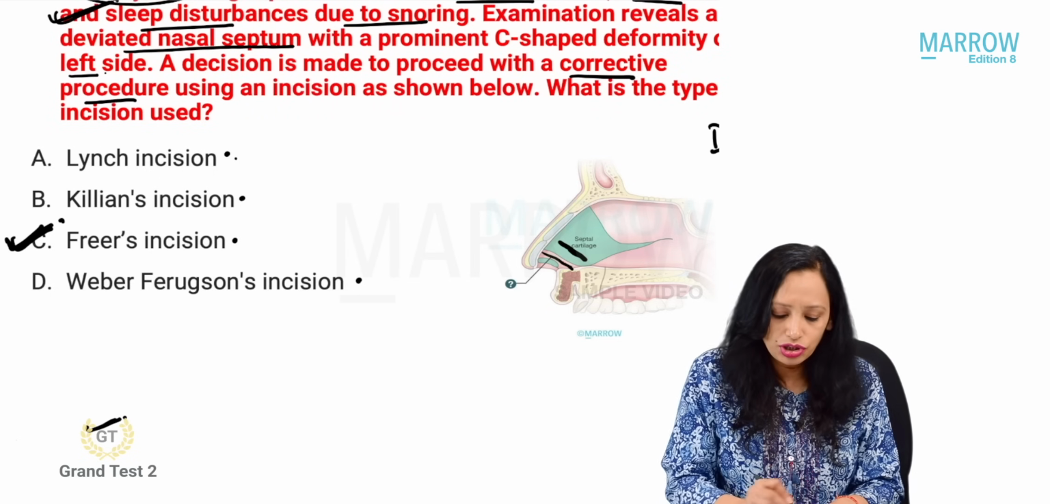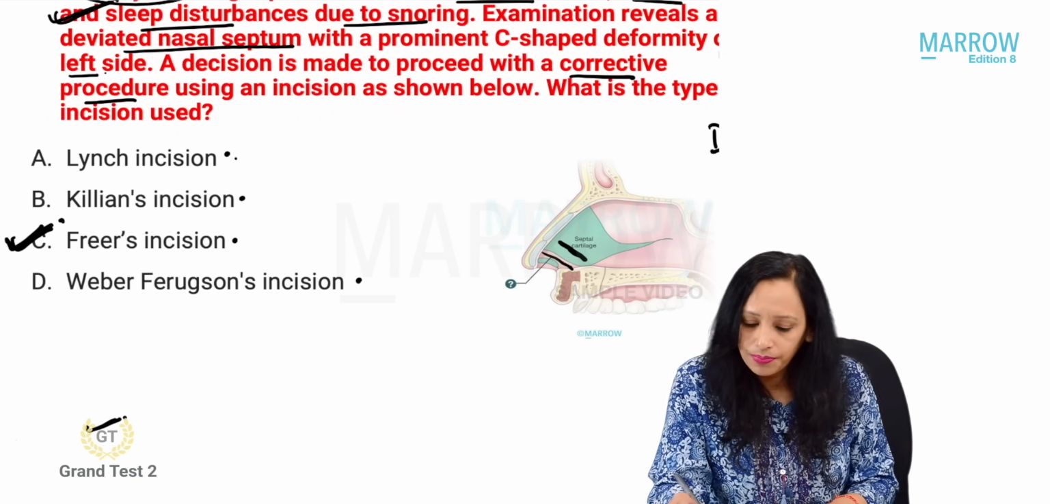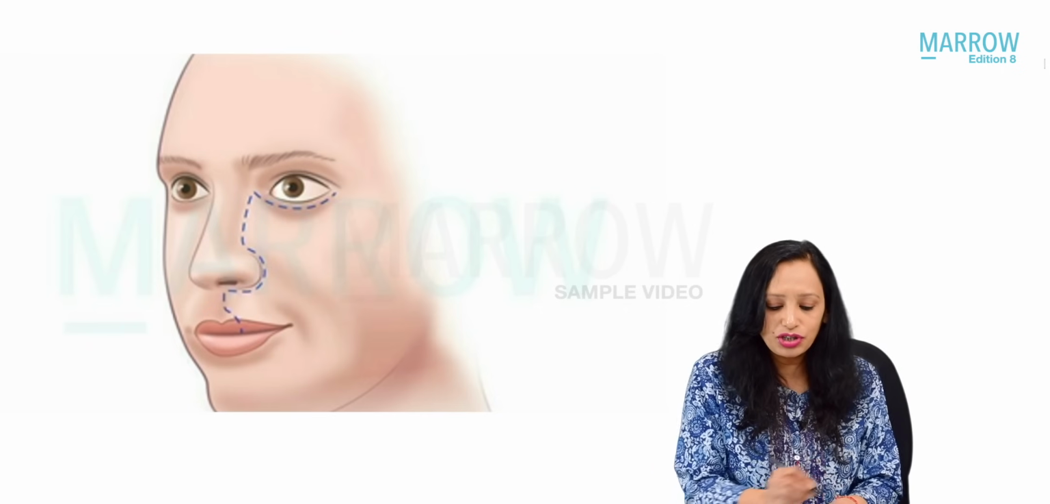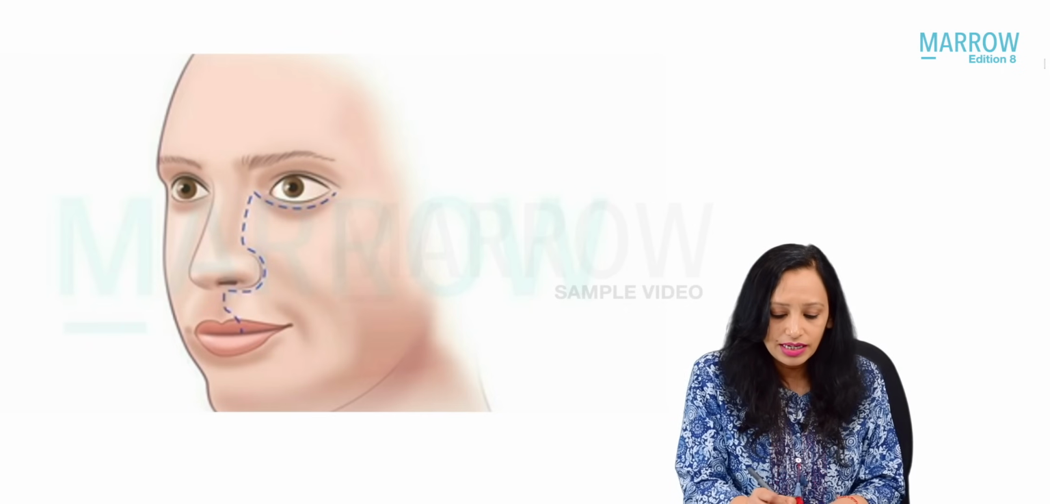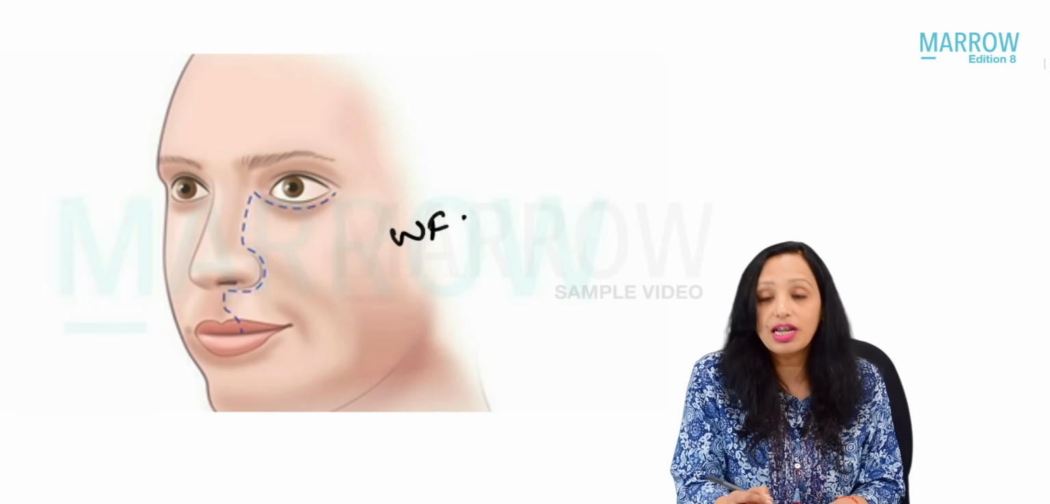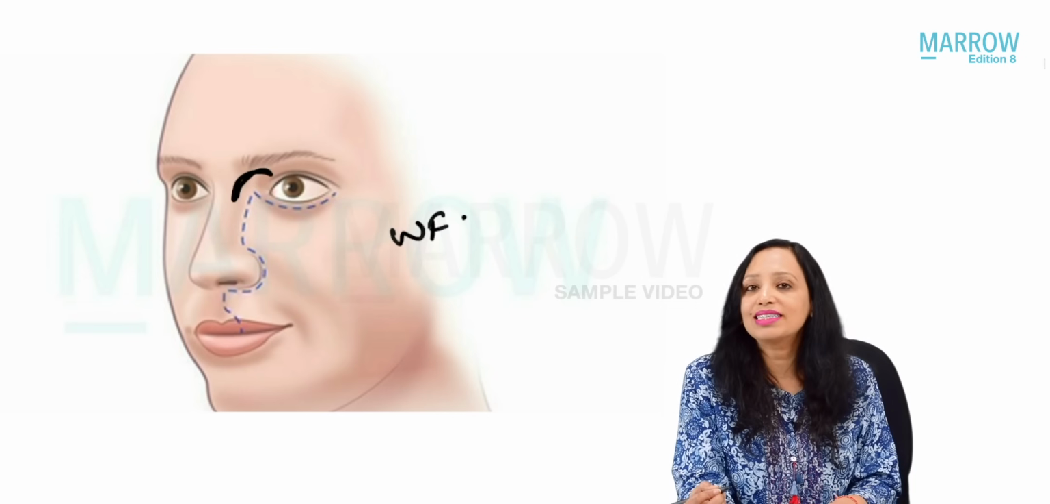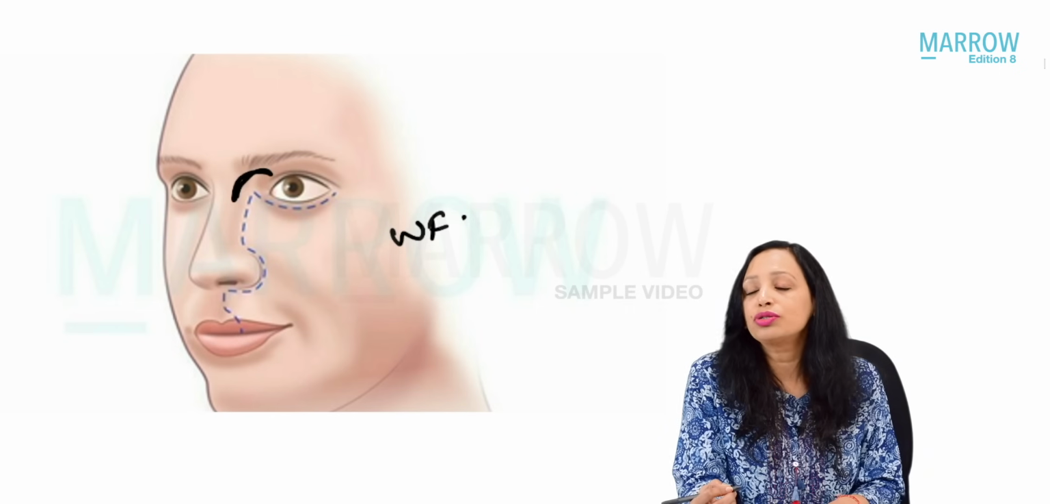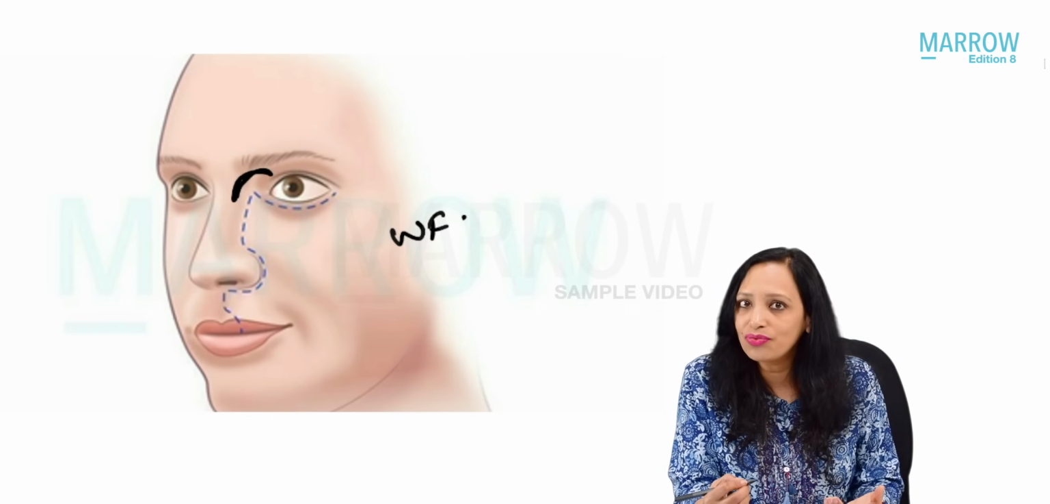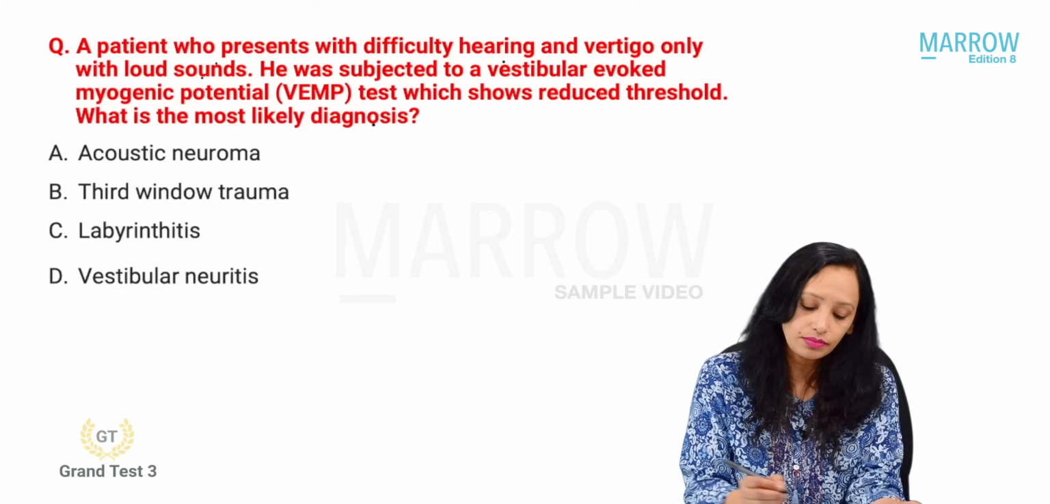What is Lynch incision and what is Weber-Ferguson? What is this incision that you are seeing? This is the Weber-Ferguson incision done for maxillectomy. And what is this incision? This is the Lynch incision, usually done for ligation of the anterior ethmoidal artery.